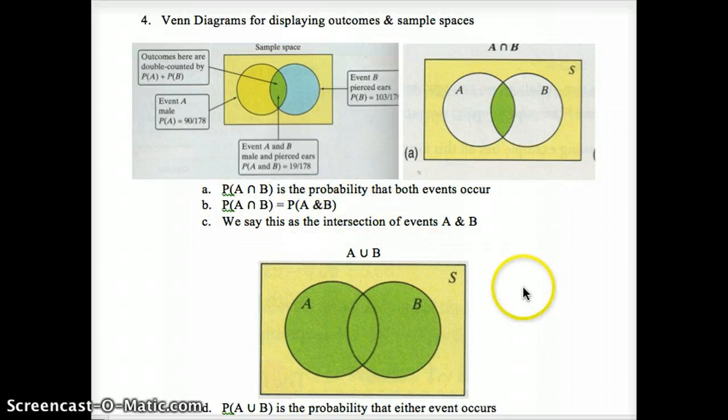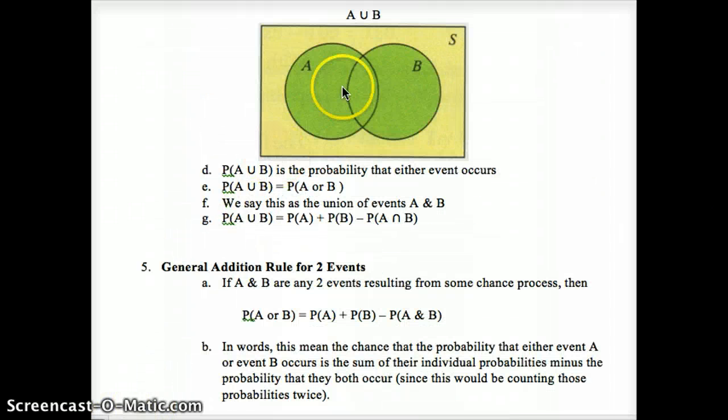The union, or either occurring, is represented in green down here. So either A or B, or both happen. And we represent that with a U. U for union, and an N-looking thing for intersection. The U for union means the probability of A or B occurring. So we call this the union of the events.